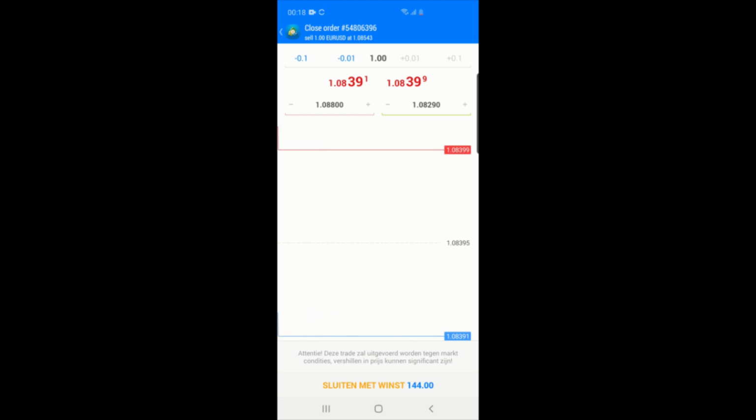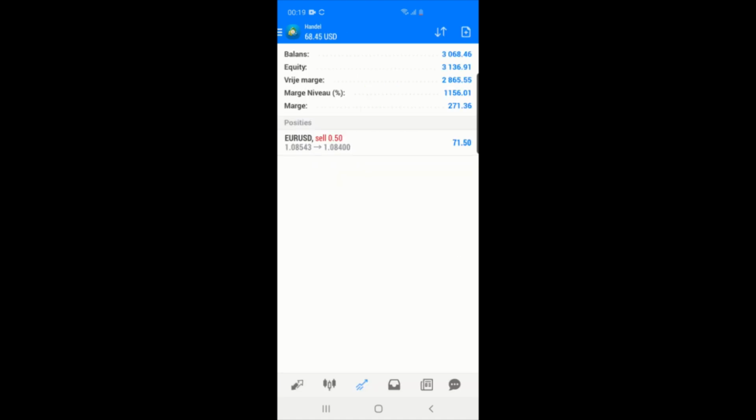Let us close half of the trade right now. So we are going to select the minus 0.1 until we have a lot size of 0.50. This is half of the current lot size we use. And then we just select close trade. What we just did is, of the 1.00 lot size trade we had running, we closed half of it. So we closed 0.50 lot size already.